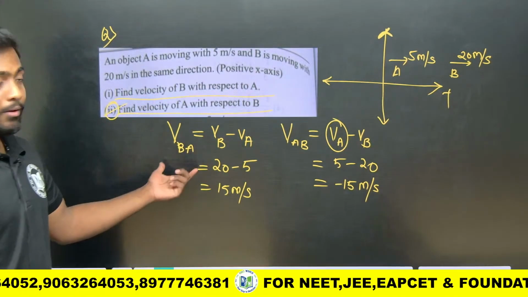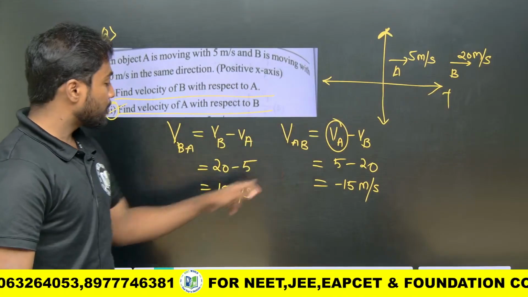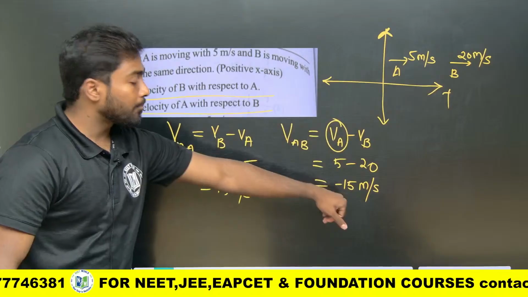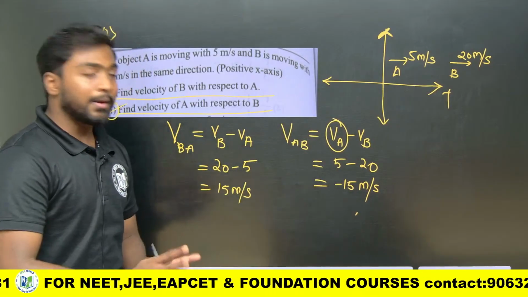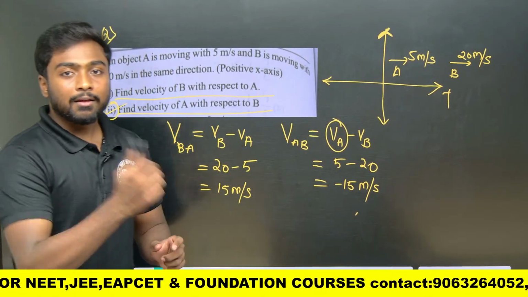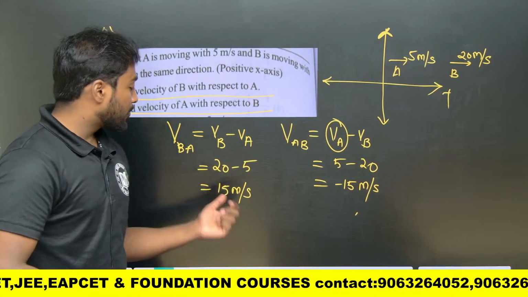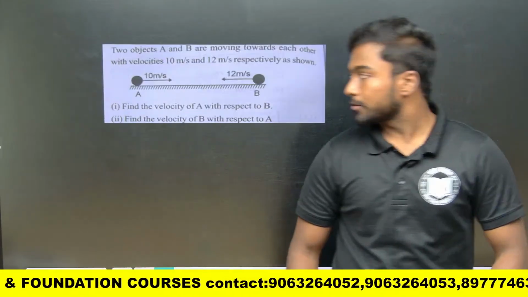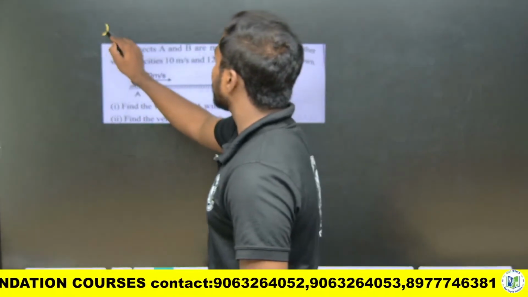So when I see here, velocity of B with respect to A is 15 meter per second, but velocity of A with respect to B is minus 15 meter per second. The speed is the same, but the sign is different. One is positive and one is negative. Next we'll go for the second question. Question number 2.